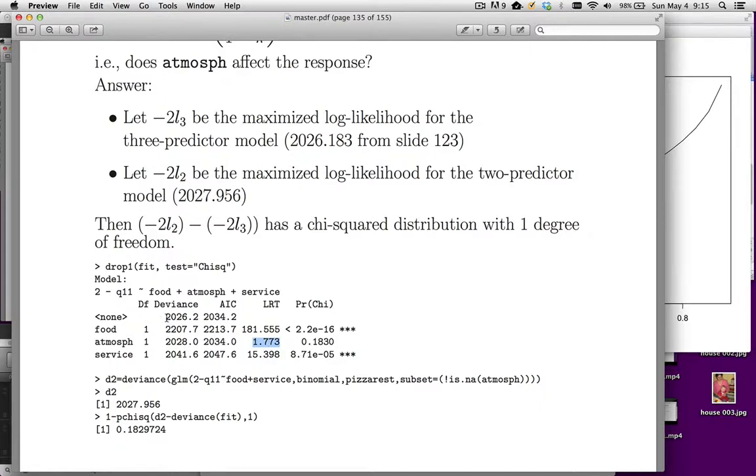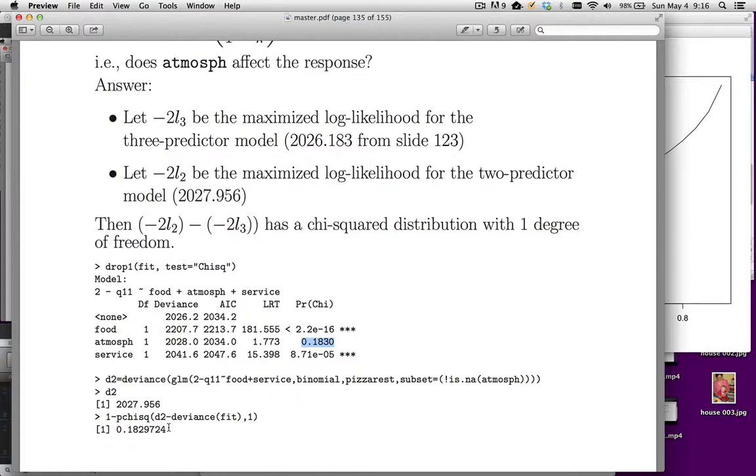The full model has this deviance, 2026. The reduced model, if we round to 1 decimal place, rounds up to 2028. The difference between 2026 and 2028 is this likelihood ratio. LRT stands for likelihood ratio test, so this is the LRT statistic. We look that up with a chi-square distribution. How many degrees of freedom does it have? Well, 1. And notice we get exactly what we got below.